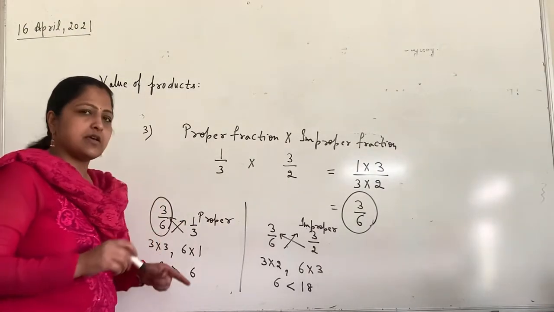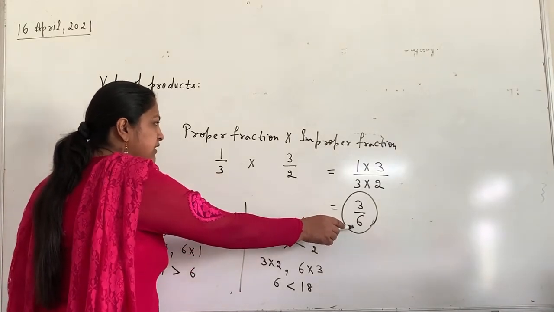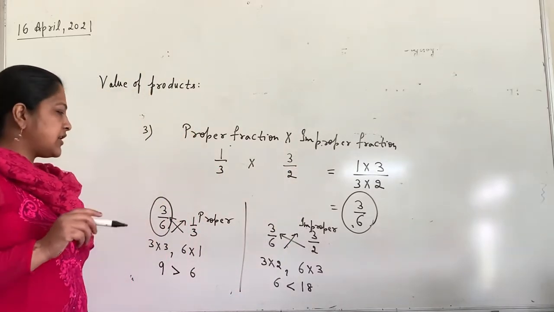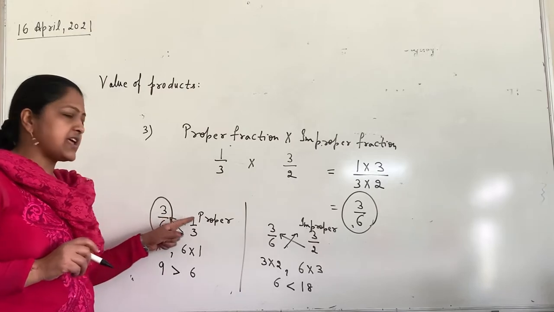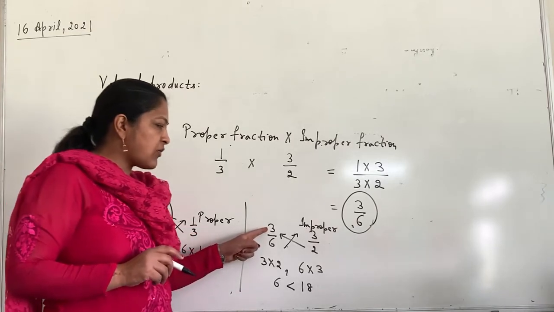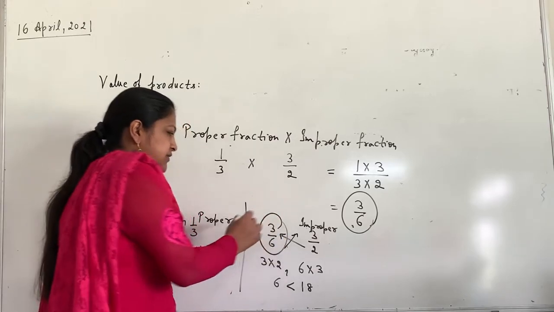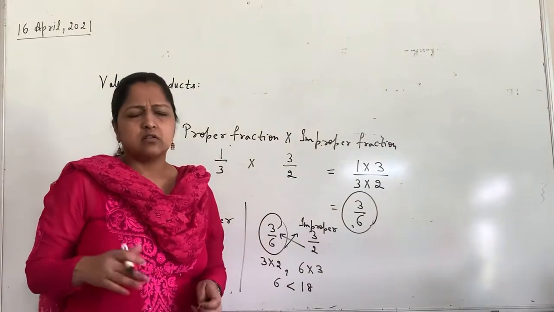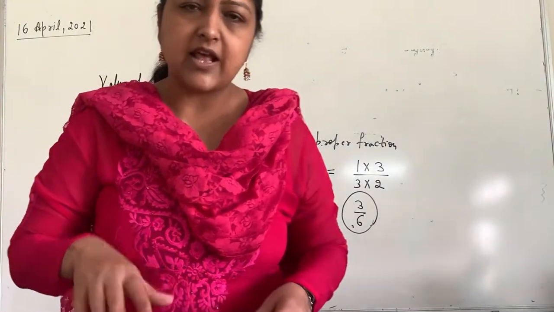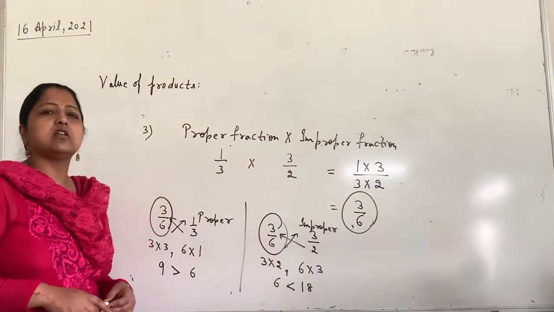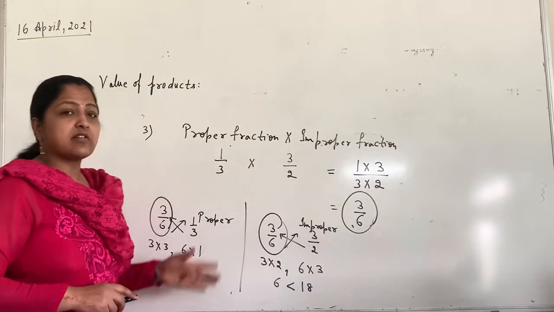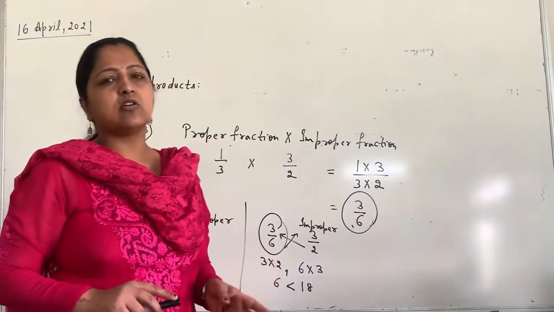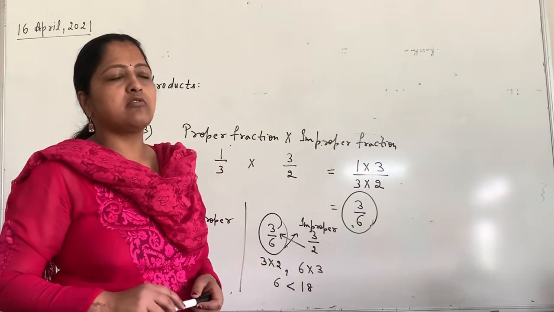So what will be the result here? When one proper fraction and one improper fraction are multiplied, the value of product is greater than the proper fraction but smaller than the improper fraction. Greater than proper and smaller than improper. Maybe today you will feel it a little bit difficult, but gradually when you practice, you will easily learn these results. All these three results are very important. I will send them in the class notes. Carefully first understand, then write down in your notebook and then apply to solve different questions.